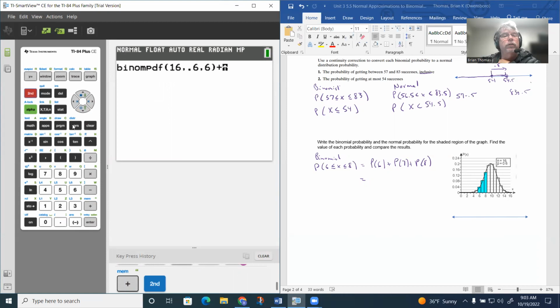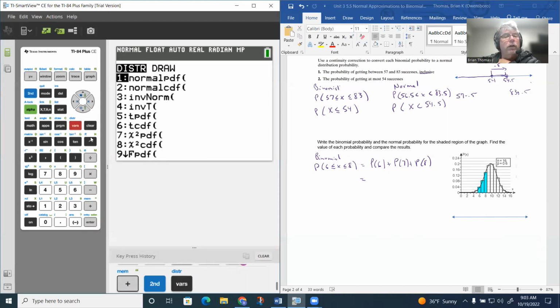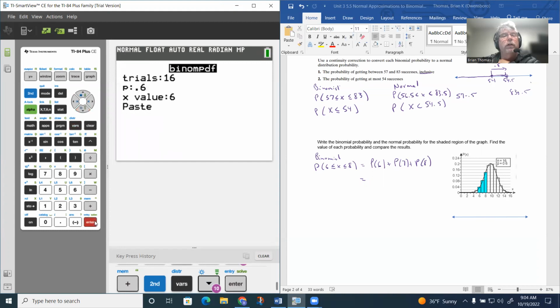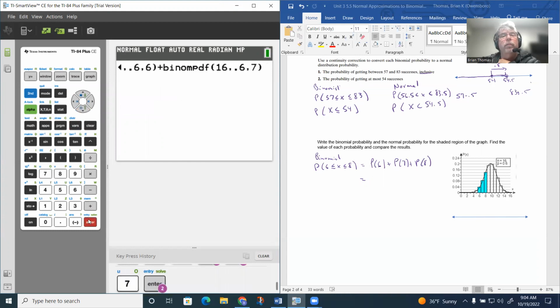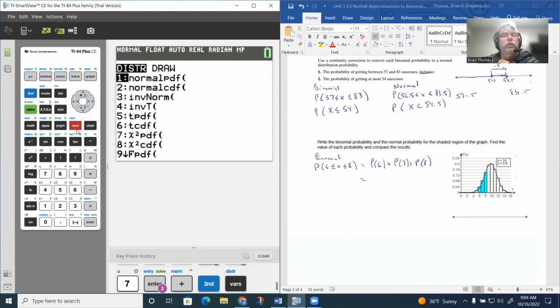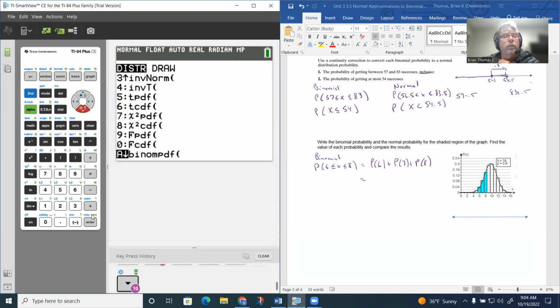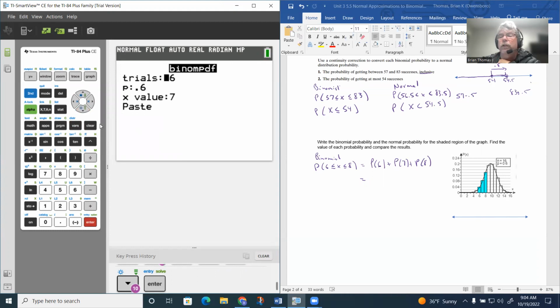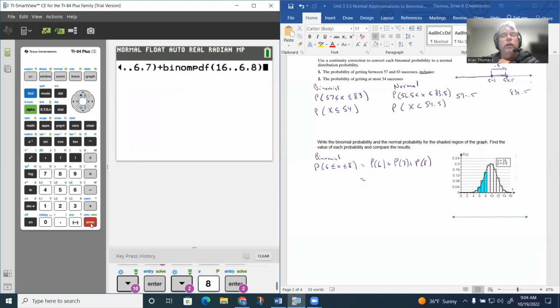So second distribution. Go back down to that binomial one. I think it's alpha A. That looks good. 16, 0.6. And now we're going to do 7. We're going to paste that in there, hit add again, and we're going to do the 8. Second distribution. Come back down again to the binomial one. PDF. The 16, the 0.6, the 7 is now going to be an 8. And we do that one.